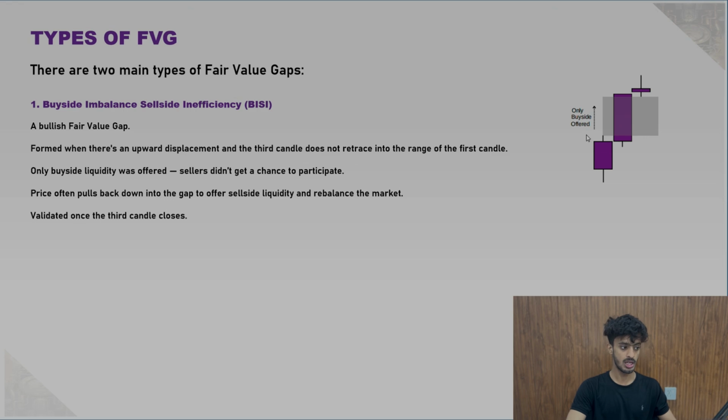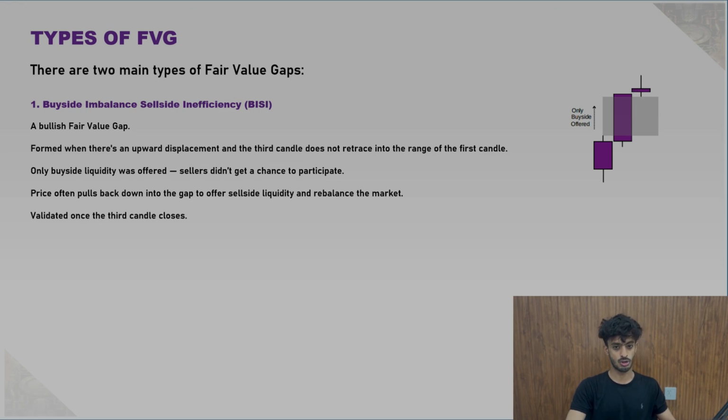Only buy side liquidity has been offered. What does it mean? Sellers are not having any chance to participate in that move. We have higher prices, and now only bullish buyers are going to buy because they are seeing huge movement in price. When price sees people buying and buying, it is going to manipulate all the buyers by retracing into that gap. Price retraces after a while, and whoever was buying put a stop loss maybe below that low.